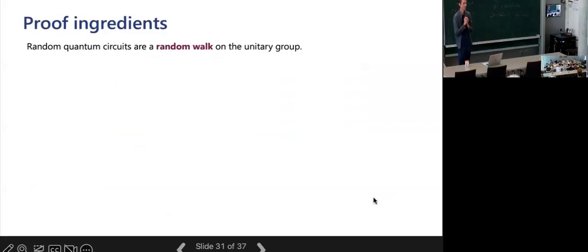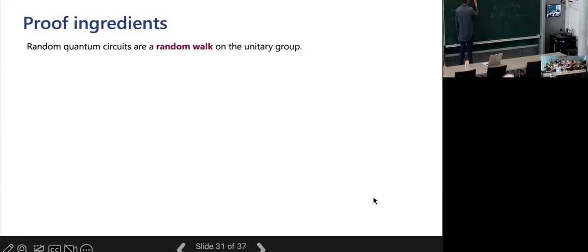And now really this is a question about how quickly this random walk converges. In some sense, it's a question about the geometry of this random walk. It's useful to think of graphs for a second. Suppose you have an expander graph and you do a random walk on that. We all know the defining property of an expander: if I do a random walk on an expander graph, I converge very quickly to the uniform distribution on that graph. Whereas if I have, say, a line graph like this.